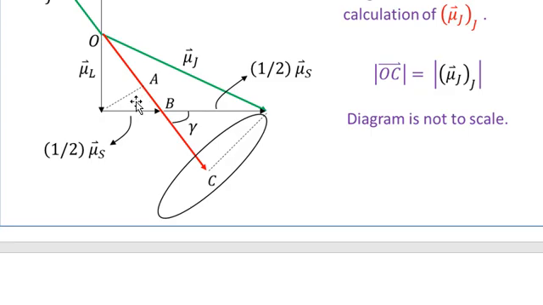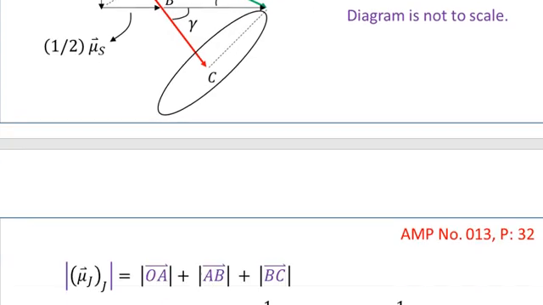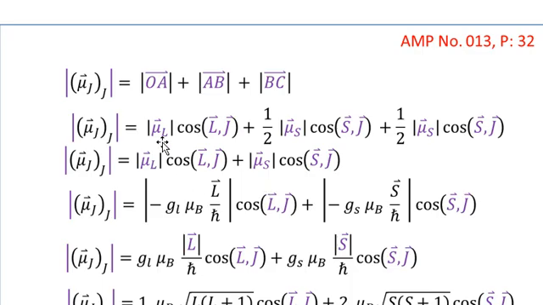This is the second right angle triangle, and this is the third right angle triangle. So I have used these three right angle triangles to calculate the projections of vectors, for example, mu L with this one, and then I have calculated the other one. You can see from the figure that it is easily understood. Now you see that this half mu S into cos of S comma J is repeated twice. You can add them together, and then we have two terms in the third step.